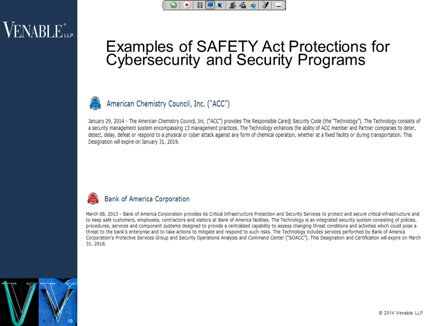And here, what you're looking at, these are two examples of Safety Act protections for cybersecurity and security programs that have already been granted coverage under the Act. So the American Chemistry Council received coverage for its responsible care program. We know for sure that that includes a cybersecurity component. Another example that we've shown is Bank of America. The description of that technology is not clear as to whether it applies to cyber, but our understanding is that it includes a cybersecurity element.